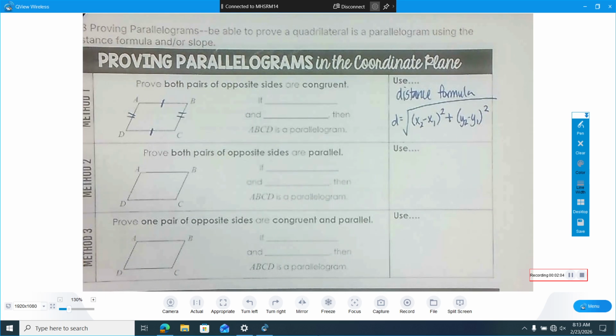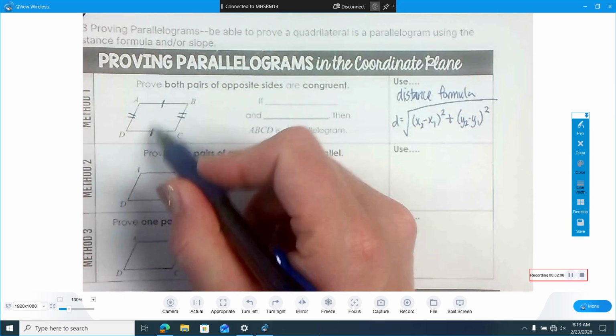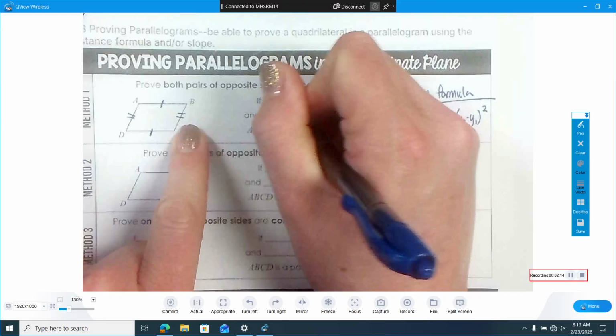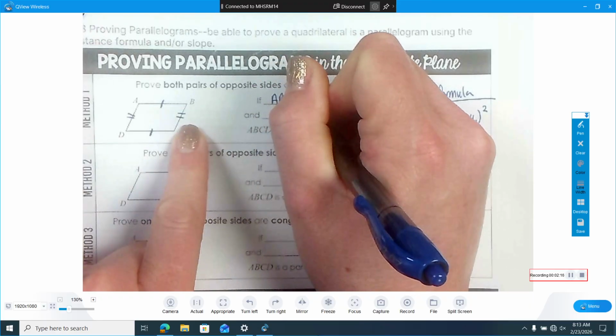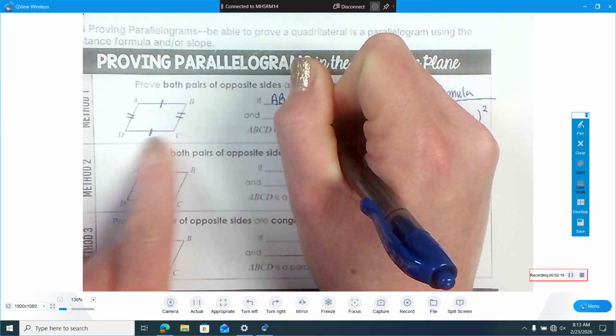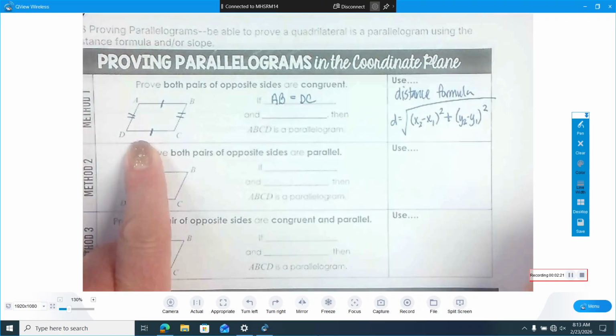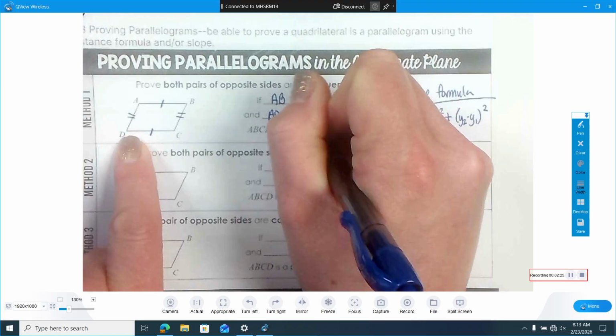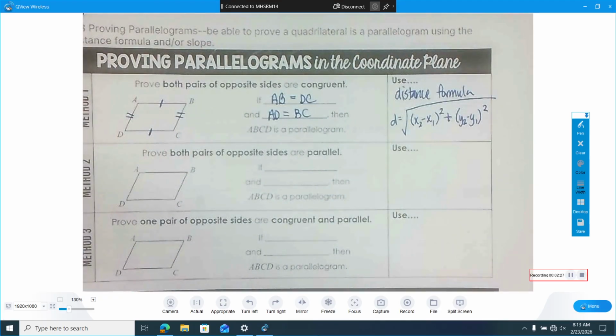And so what we can do is use the distance formula to prove that we have two pairs of opposite sides congruent. So if AB is equal to DC and AD is equal to BC, then we have a parallelogram.